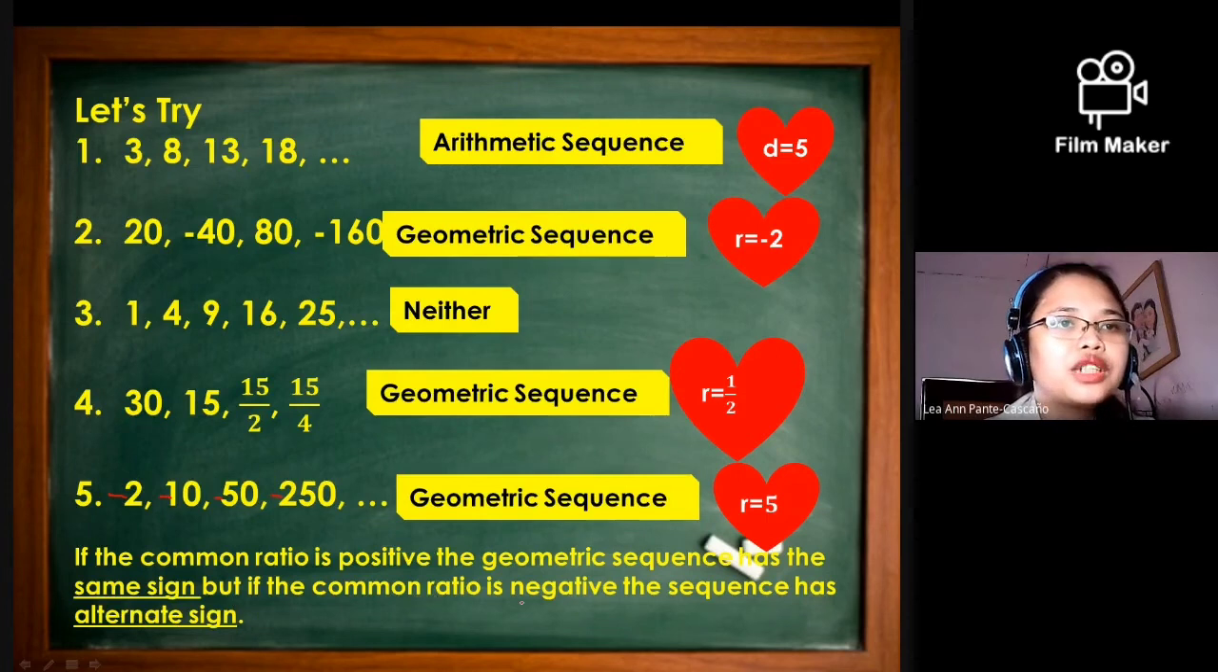But if the common ratio is negative, the sequence has alternate sign. Check natin. Common ratio is negative, negative 2. Observe na natin, naging alternate po ba yung sign? Yes. So therefore, pakitandaan po yun na kapag ang ating common ratio is negative, the sequence has alternate sign. So remember that one. Okay?